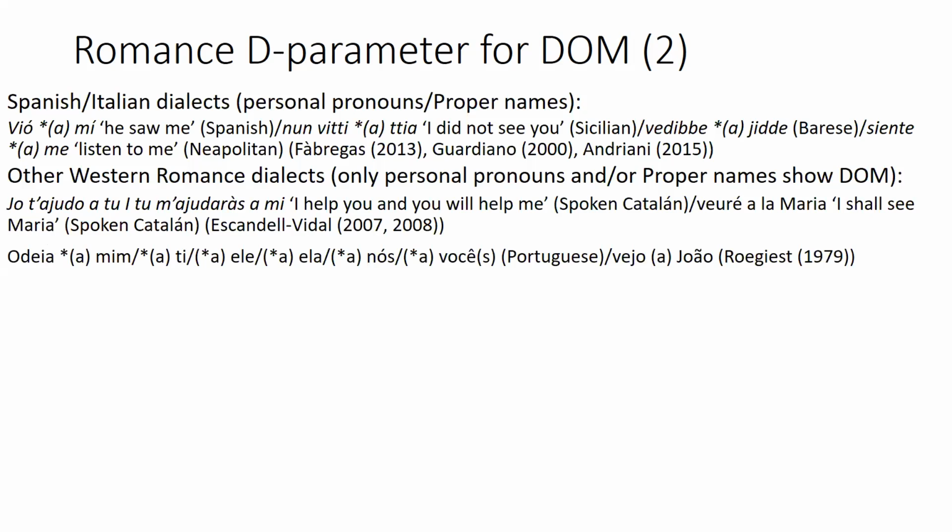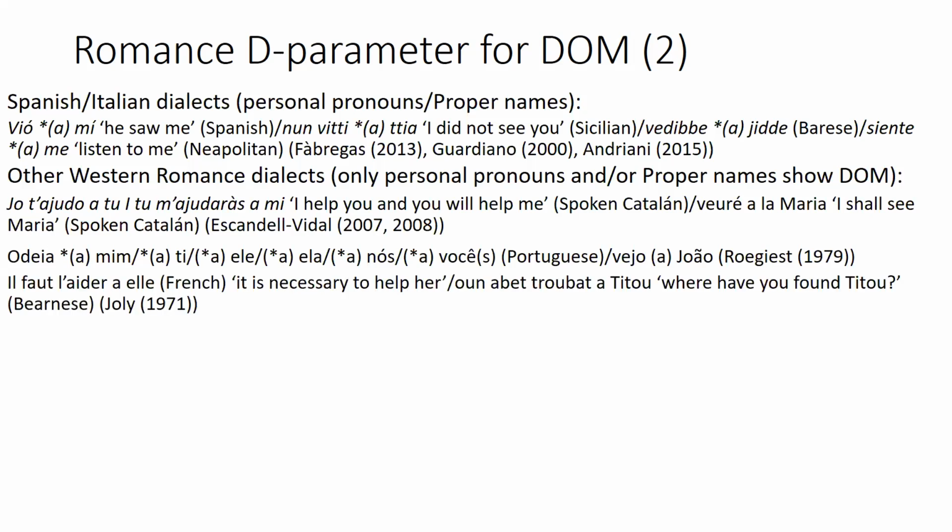Portuguese, likewise. In both Brazilian Portuguese and European Portuguese, you will use a for marking mim or ti. So odeia a mim, odeia a ti. He hates me, and he hates you. But interestingly, you wouldn't use a with other persons and numbers. So odeia ele, not a ele, but odeia ele, odeia ela, odeia nós, odeia você, vocês, etc. So it's only restricted to the first two persons in the singular.